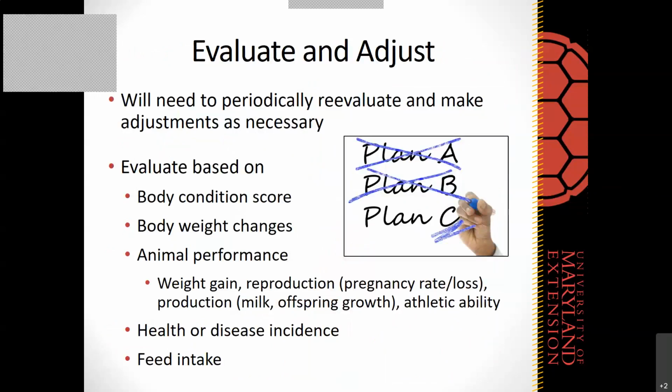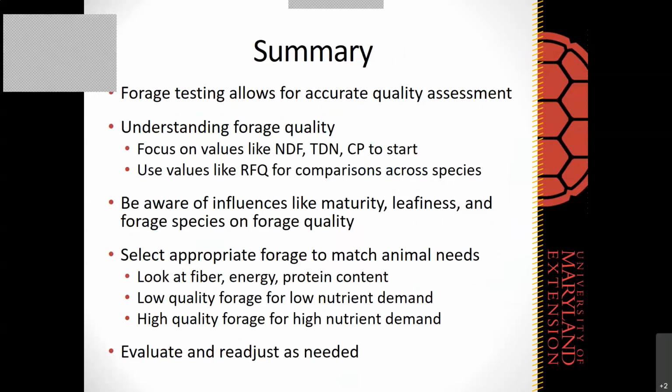So all of those different things play a role, but really what it comes down to is evaluating it and making adjustments. So look at the body condition score of your animals, look at their weight and how it's changing over time, look at their performance. You know, there are a lot of different things that we can measure: weight gain, reproduction traits, production, whether that's milk or growth, athletic ability. Do some measurements, track some of those things over time, look at health or disease incidents and feed intake, and make adjustments as needed. It's always going to be a little bit of a moving spectrum when it comes to forages and forage quality.